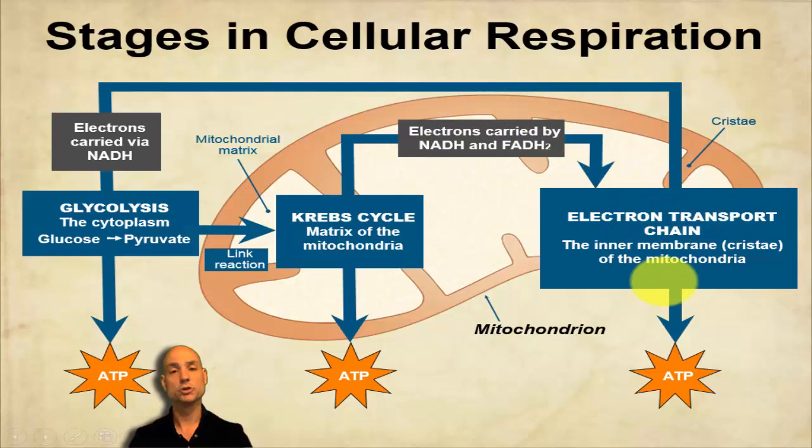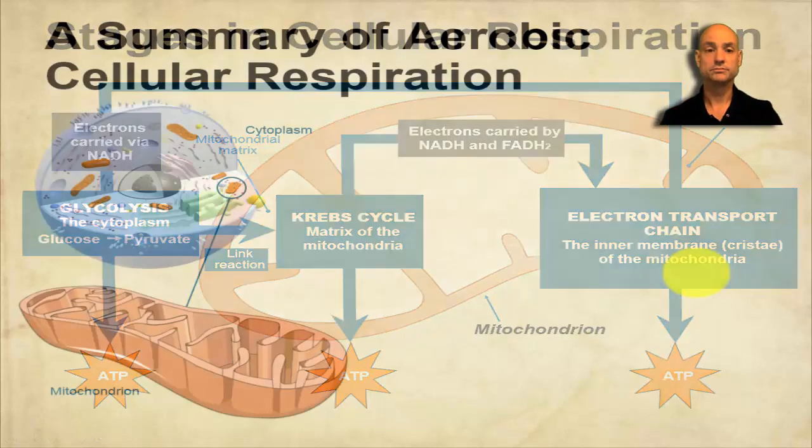Now the electron transport chain is where, I guess I would say, where the money lies. Okay, that's where most of the ATP is generated. It's on the inner membrane, or what's called the cristae of the mitochondria.